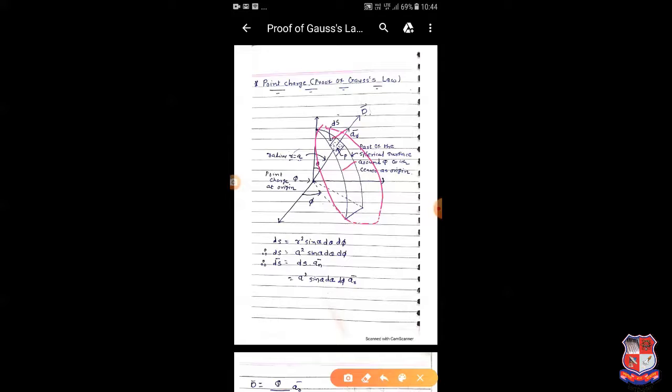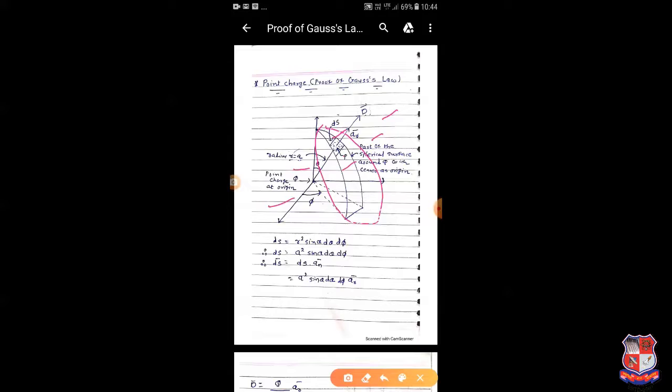The radius of the particular sphere is a, and our point charge is at the origin, that is at 0. Here we see that the normal at point P is a_r bar, and the direction of dS is also in the direction of the normal, that is a_r bar. So this is about the figure.